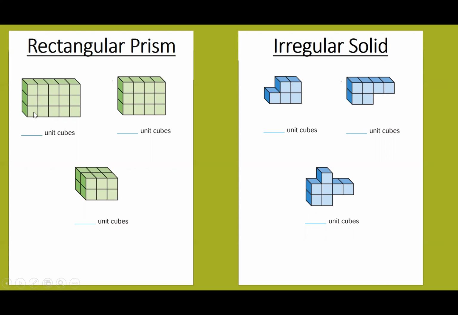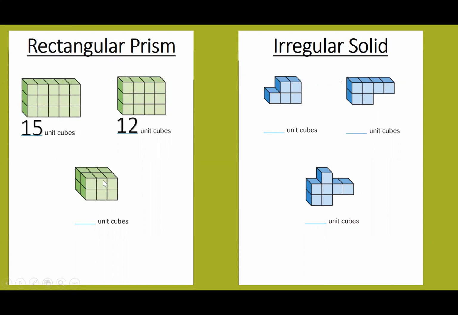We could count the unit cubes, 1, 2, 3, 4, 5, 6, 7, 8, 9, 10, 11, 12, 13, 14, 15. Or we could say, well, there's 3 cubes here, and there's 5 cubes here. 3 times 5 is 15. So we could very easily do that. For this rectangular prism, I could multiply 3 times 4. Because it's a rectangular prism, every row is equivalent, and we're going to get 12.